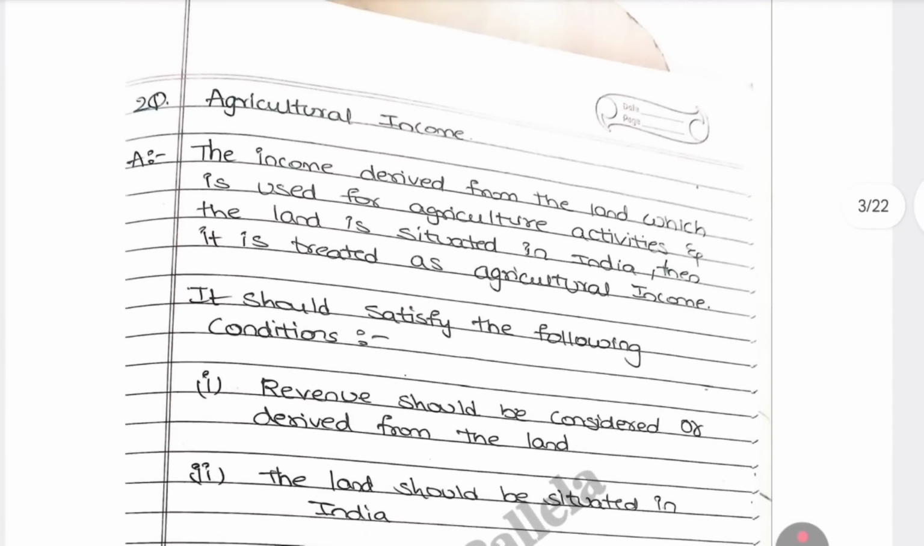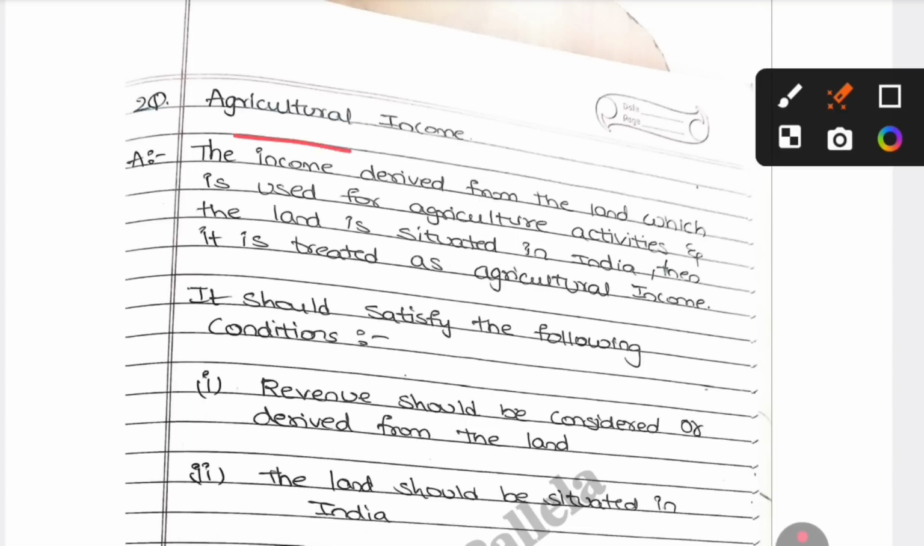The next foremost important question is agriculture income. So what is agriculture income? The income or revenue we get from agriculture land, whatever the various activities we are doing, whatever income we are getting from the agriculture land which is situated in India, that is treated as agriculture income.